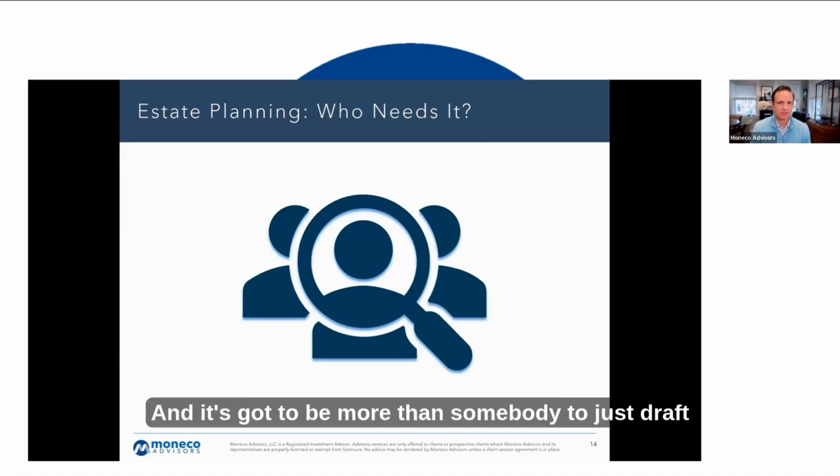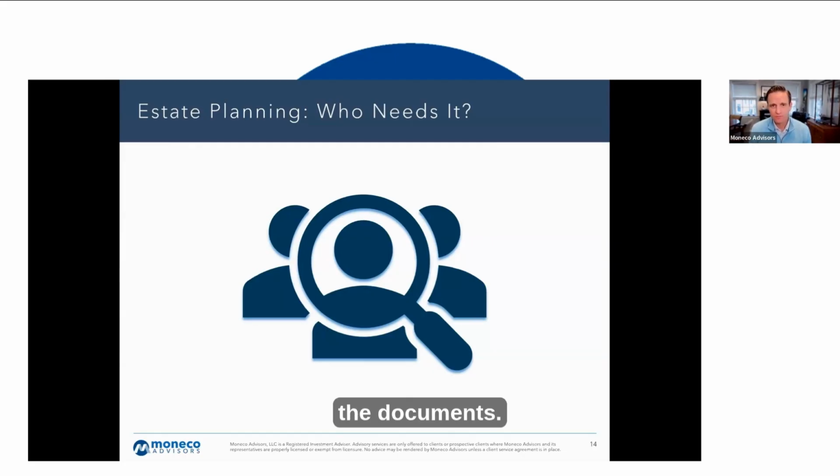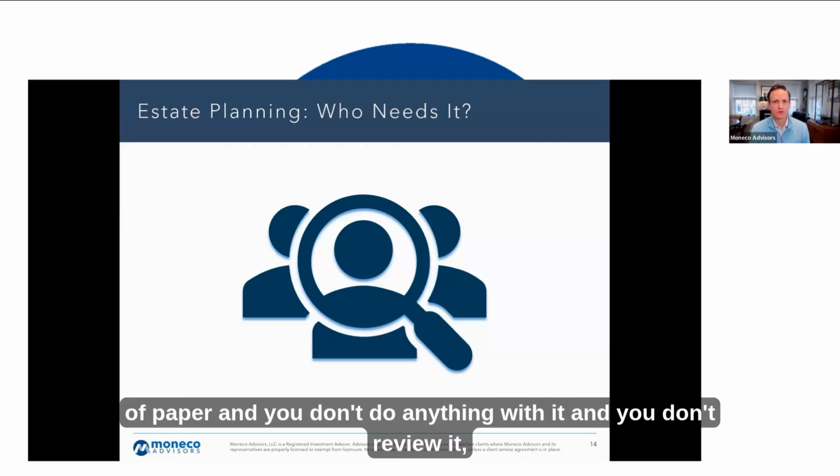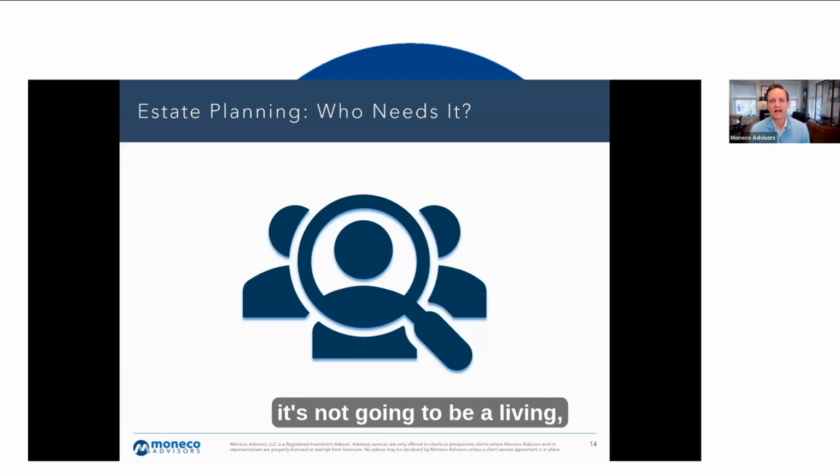And it's got to be more than somebody to just draft the documents. I think the document creation is very important. But the reality is, if it's just a bunch of pieces of paper and you don't do anything with it and you don't review it, it's not going to be a living, breathing estate plan.